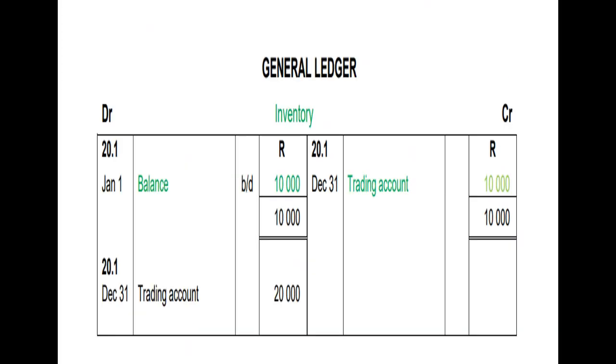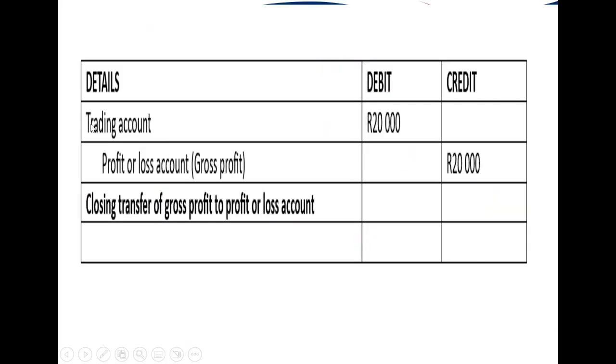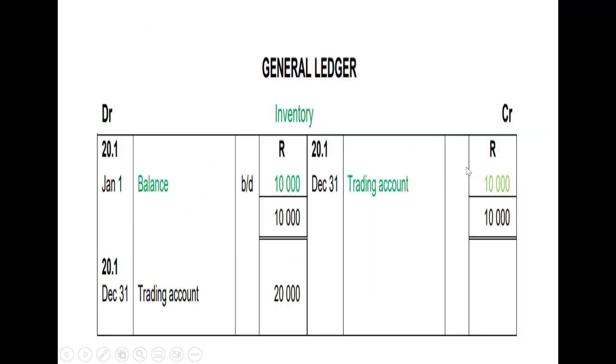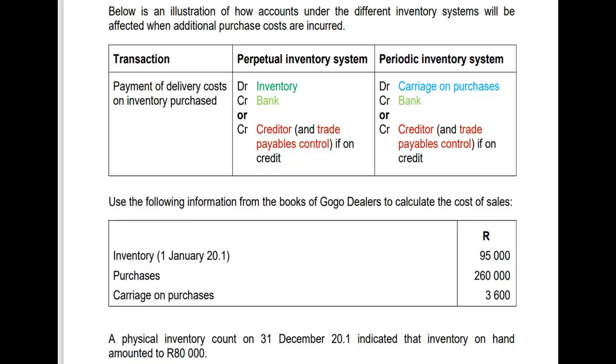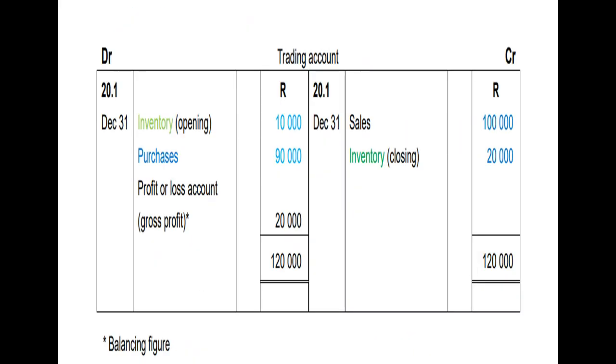We've already done this journal entry here. We said trading account is debited by 20,000 and you credit your profit or loss account of 20,000. Then you will be done with that part.